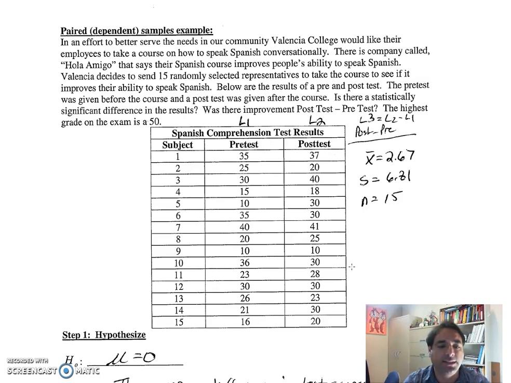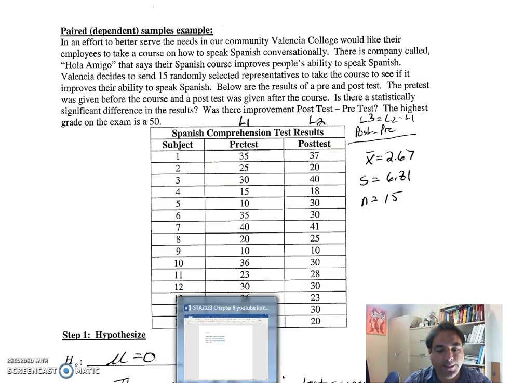The highest on the exam is 50. So let's make sure we understand what's going on. We're not going to send everyone at Valencia College to take this course. We're going to find out if it works. So we send a random sample of 15 people. We give them a pre-test. The same people take a post-test, and we want to see how they're doing to see if there was improvement, if their score went up. Again, we're going to do post minus pre.